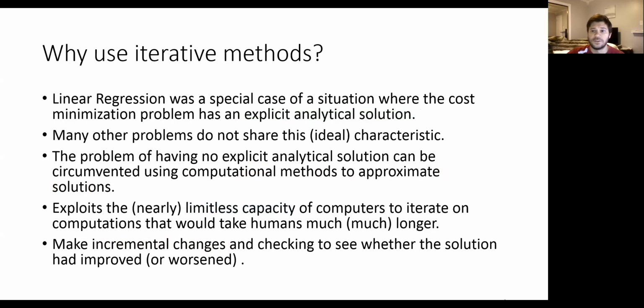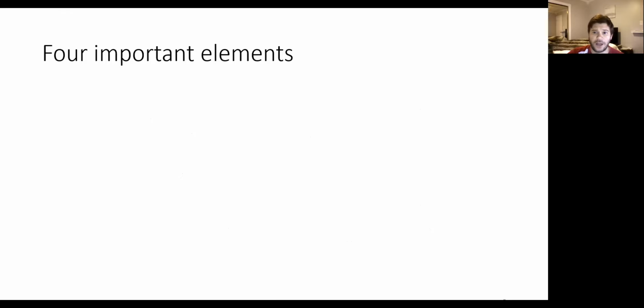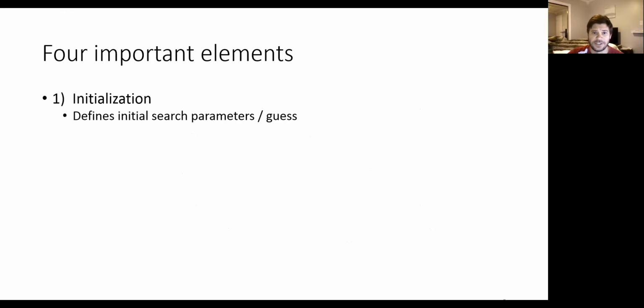Now, what are these four important elements of an algorithm? They are the following. First thing we have is the initialization step. The initialization step is going to define for us what we're going to refer to as the initial guess for our search parameters. So this is how we start things off. We get the ball rolling, we initialize, we pick some initial guess for our parameter estimates.